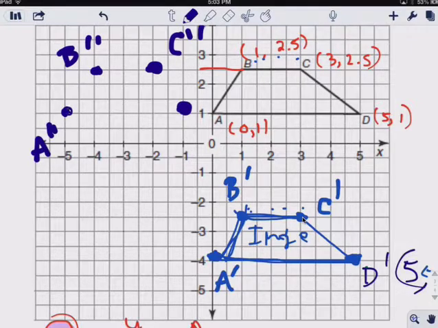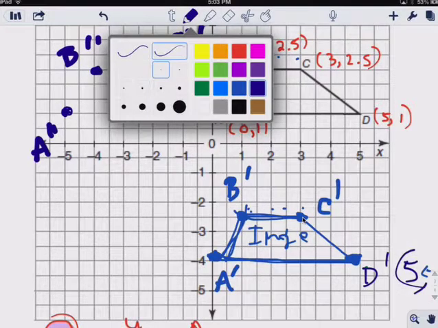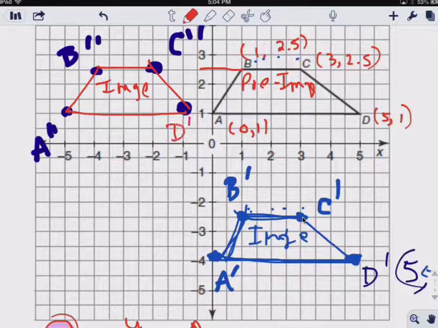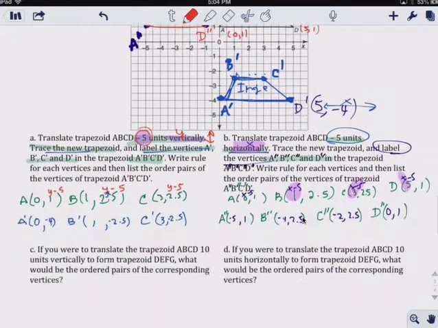So always check to see if it's congruent to the image, the pre-image. This is called the pre-image right here. Always check to see if it's congruent to the pre-image. This is the image. And this is D double prime. Okay.